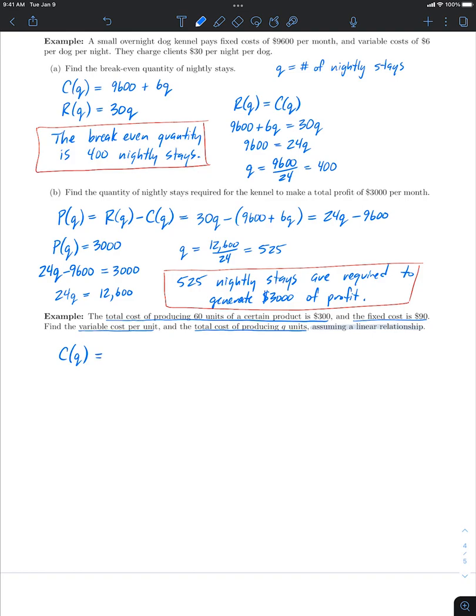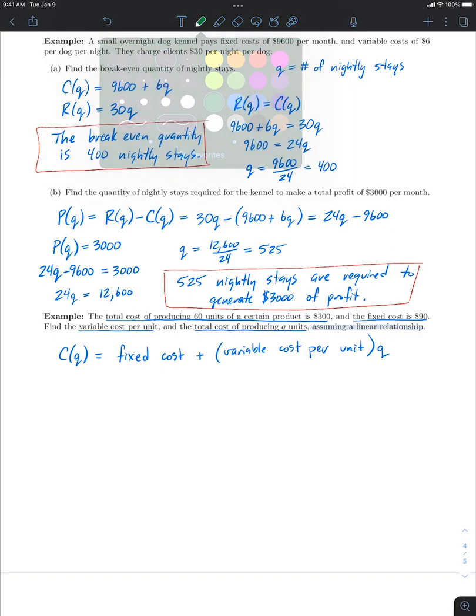So let's write the cost function. It'll be the sum of the fixed cost plus the variable cost. But because we're assuming it's a linear relationship here, we can assume that the variable cost fits this form. I can write it as the variable cost per unit multiplied by Q. The fact that we're assuming a linear relationship means it's safe to write our cost function in that form.